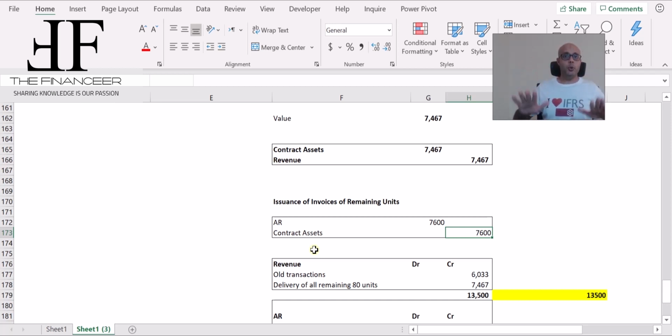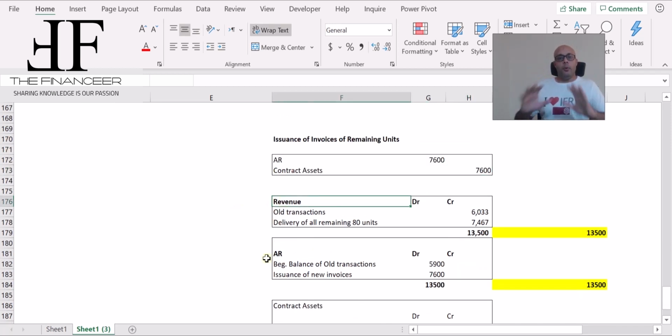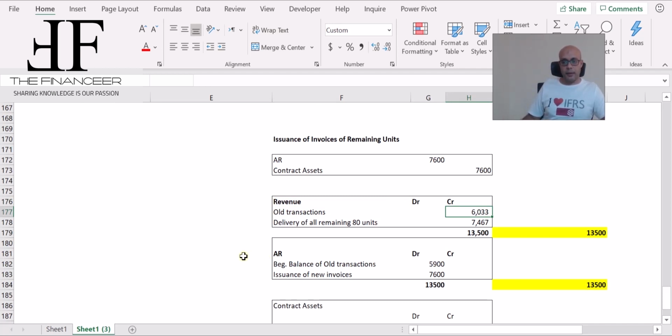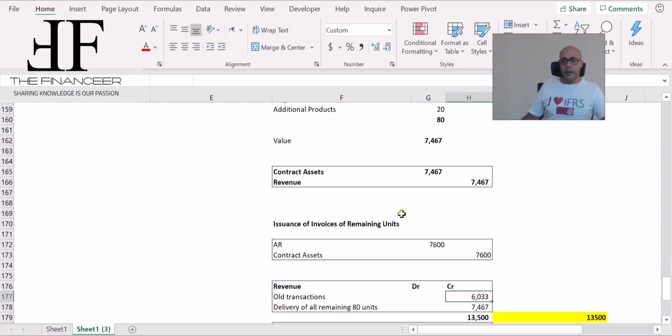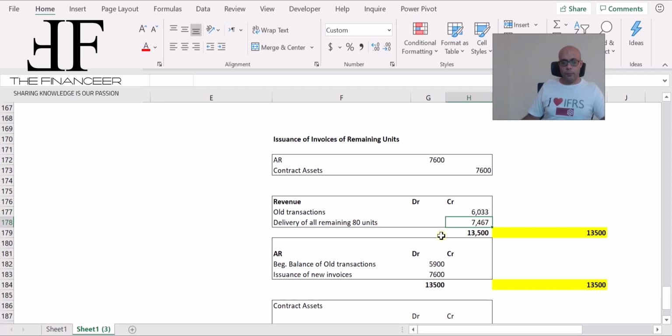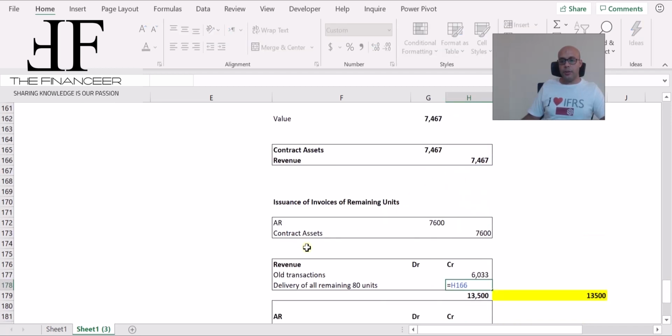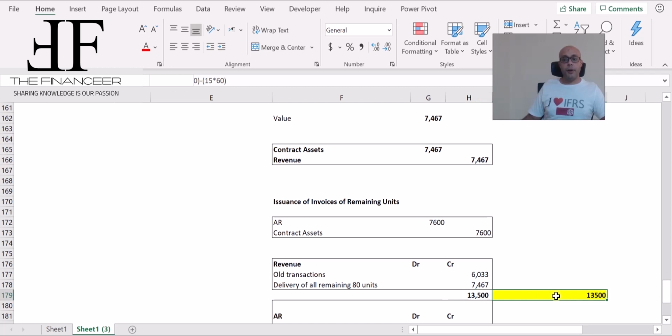Now we need to make sure that balances in the balance sheet are correct. Let's go. If we would like to make a T account for the revenue, we are going to recognize and record all of the transactions. This is the old balance from the first revenue recognition, 6,033, which is this one exactly. In addition to that, we recognize revenue in this entry. So this will be the total balance of the revenue in the income statement, 13,500.